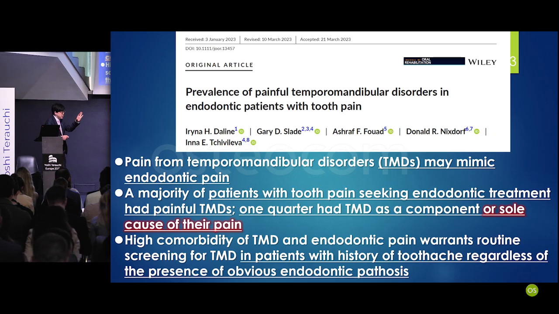So don't just look at the tooth. Look around the face of the patient. Look at the temporomandibular joint. If there's nothing wrong with the TMJ, it's okay. But if you see something wrong with the TMJ, even if the patient is complaining about tooth pain, you have to tell the patient the pain is not coming from the tooth, but from the TMJ.